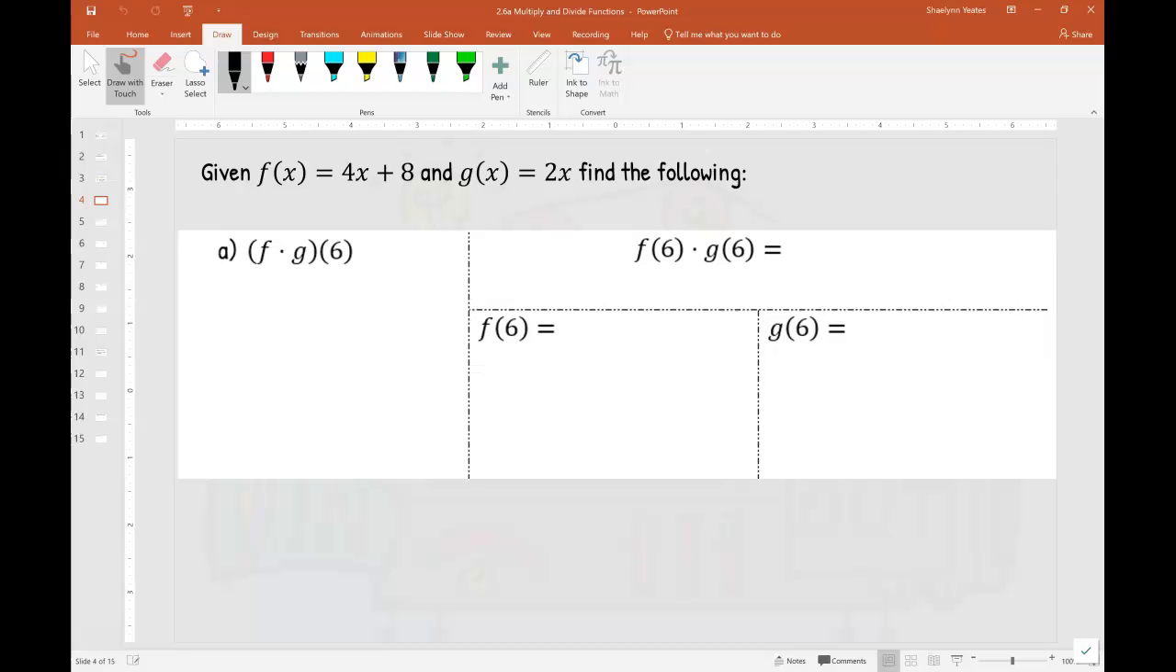So here if I have f times g of 6, I'm going to take my f function and put it all in parentheses. I'm going to put 4, and everywhere I have an x, I'm going to put parentheses, plus 8. And then I'm going to take my g function and put it all inside parentheses as well, leaving a space for me to put my 6 value in there. So this first one's going to be 4 times 6 plus 8, and then I'm going to multiply that whole thing times 2 times 6.